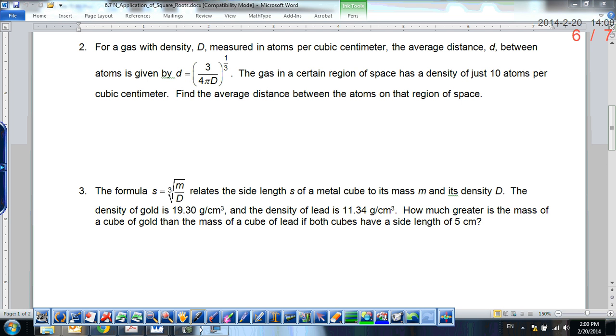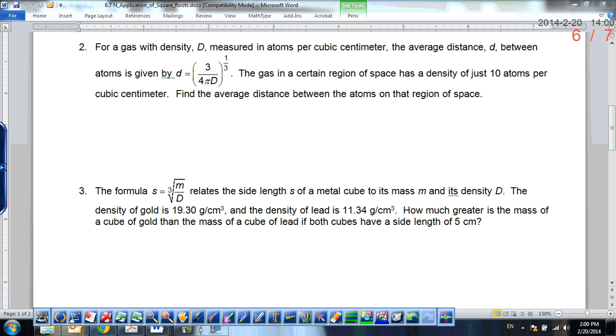We're given a gas with density D, capital D, in atoms per cubic centimeters. And we're told that the average distance, little d, between atoms is given by little d equals 3 divided by 4 pi D, all raised to the 1/3 power. The gas in a certain region of space has a density of just 10 atoms per cubic centimeters. Find the average distance between the atoms in that region of space.